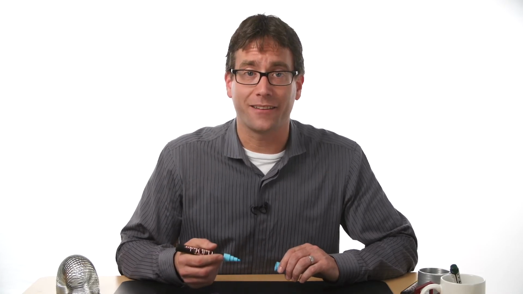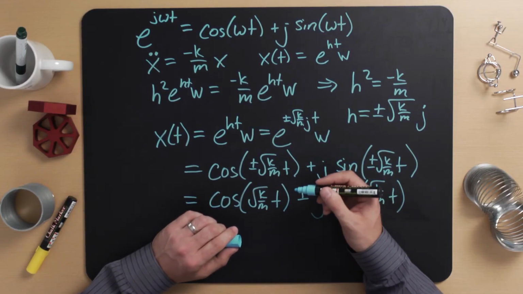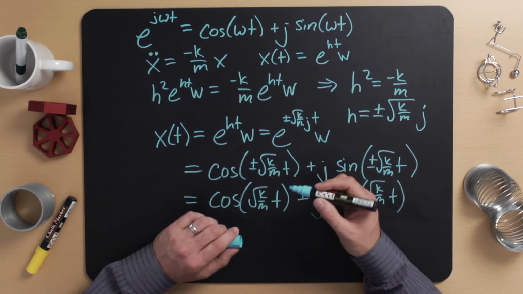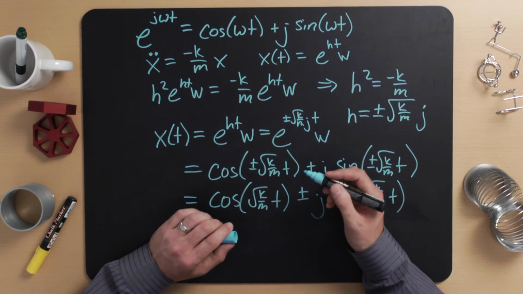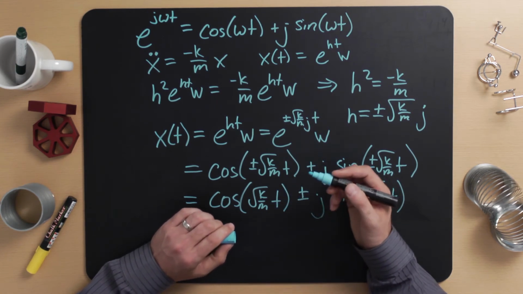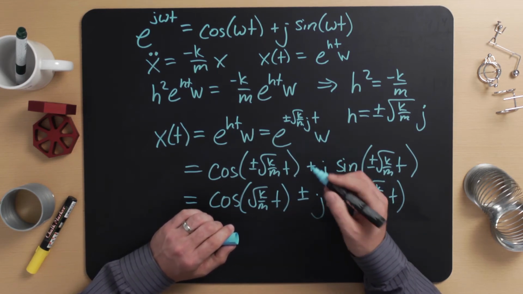Now remember superposition from lecture 6. If I have two solutions, I can add them together and scale them so that x of t equals cosine of square root of k over m times t plus j sine of square root k over m times t, all times w, is one solution. And x of t equals cosine of square root k over m times t minus j sine of square root k over m times t, all times w, is another solution. If I multiply both by 1/2 and add them, I just get the cosine term. If I multiply both by negative 1/2 j and subtract them, I get just the sine term.